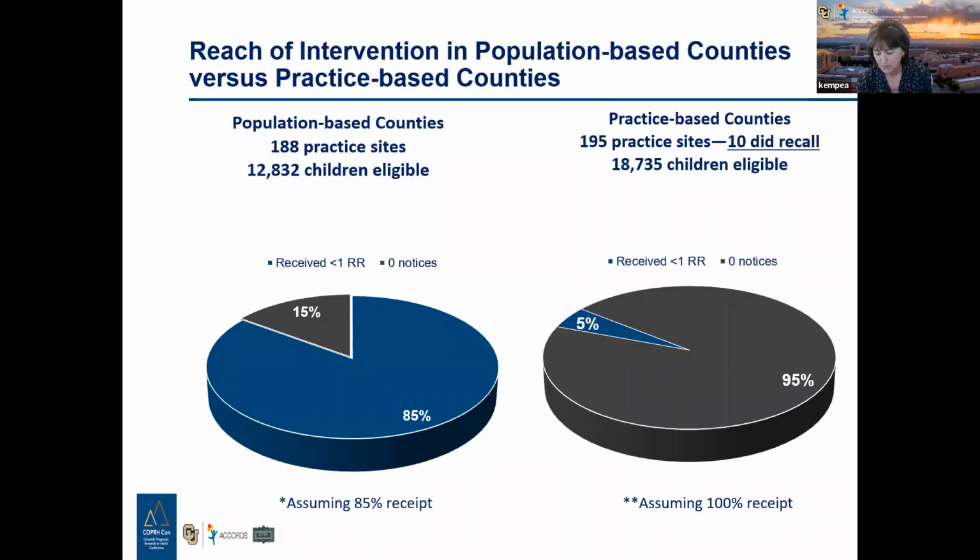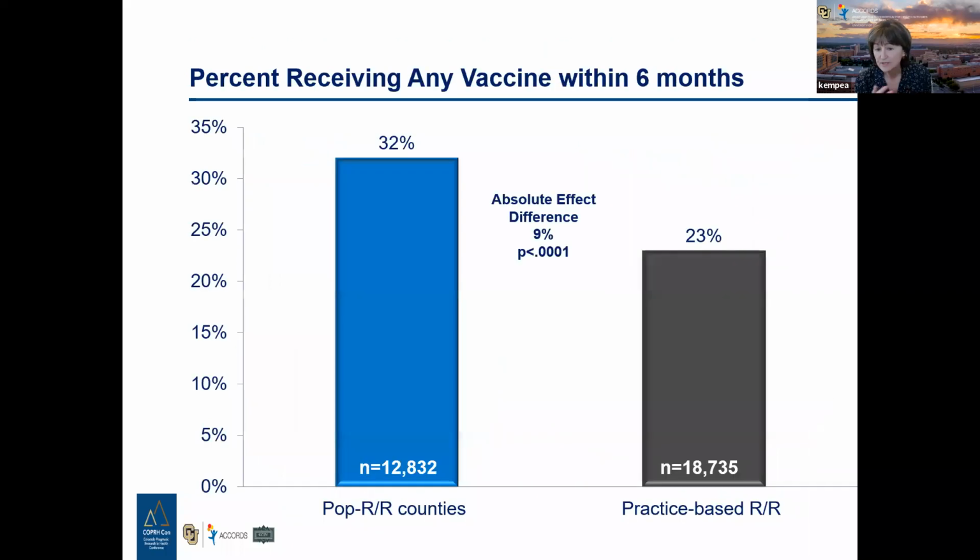Okay, and here's the results without getting into things in any depth. If you look on the right, the practice-based counties, very few practices were able to do reminder recall. So the reach, which is the little blue slice there, is about 5% of the population. If you look on the left, the population-based approach using the CIIS, about 85% of children were reached. Next slide.